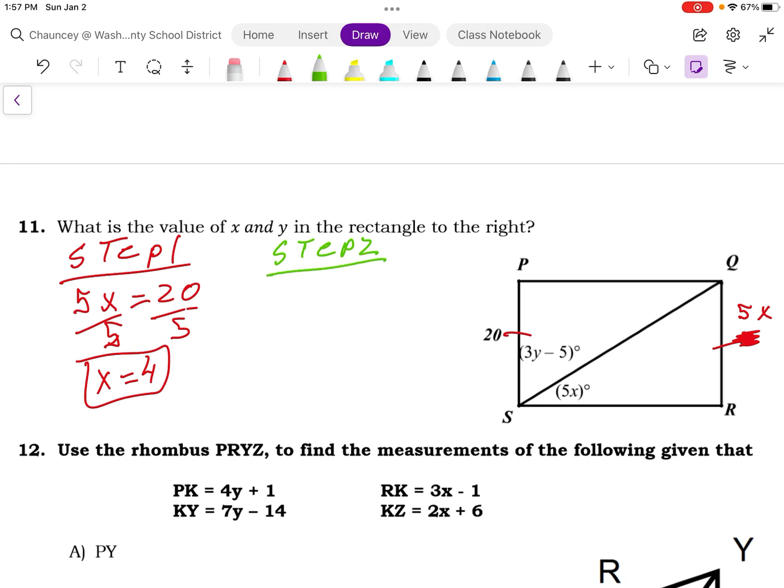Okay, so for y, how would we figure that out? Well, first thing we got to do, we got to plug this 4 back into here. And if we said 5 times 4, that would give you 20. Now, we know the measure of this angle and the measure of this angle has to equal what? Well, it has to equal 90.